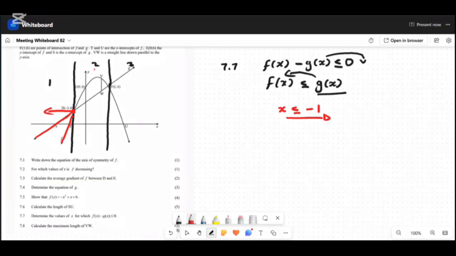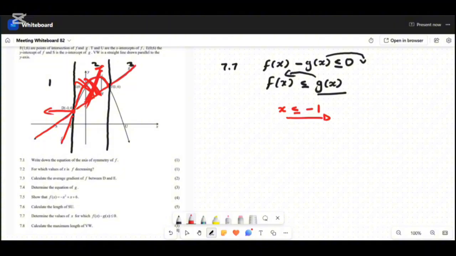In section 2, the second portion, g of x is below, right? It is below because the parabola is above like that. So this is where this part fails, because they want where g of x is above f of x. And in the second portion, f of x is above. Then let's go to the last portion.